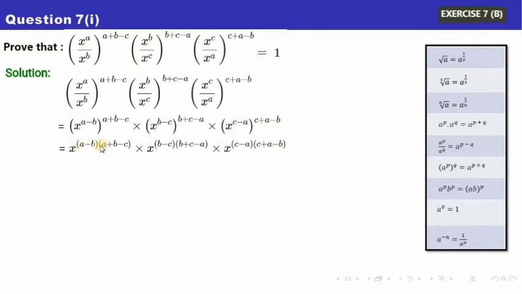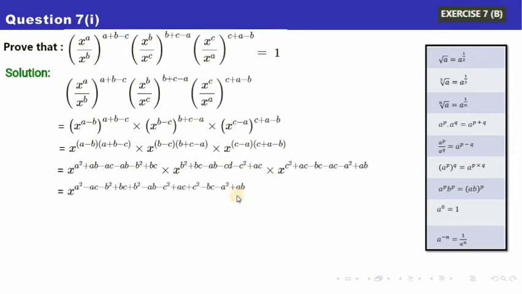Now what you need to do is multiply each term. For example, a into a is a square, a into b is ab, minus b into a is minus ab, minus b into b is minus b square, minus into minus becomes plus b into c is bc. I hope this is clear. Now similarly check with the others. Now in all the cases the bases are x. So if the base is x, then what do we do? We add the powers, isn't it? So add the powers. Here you see that all of them will get cancelled with each other. So your power will remain 0 only. So you get x to the power 0, which is nothing but 1. Alright, so you may pause the video and note down your solution.